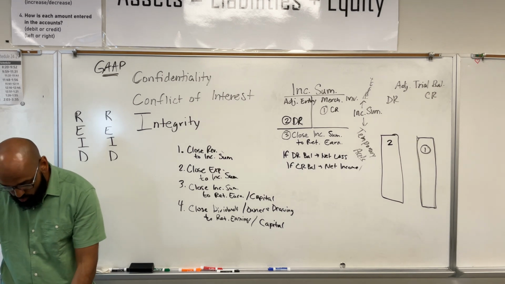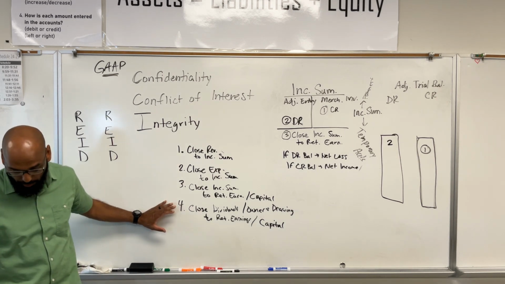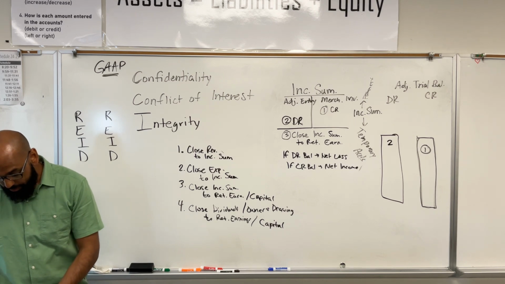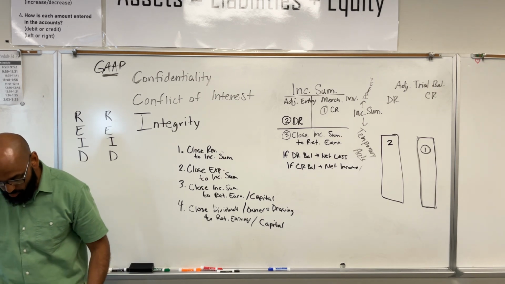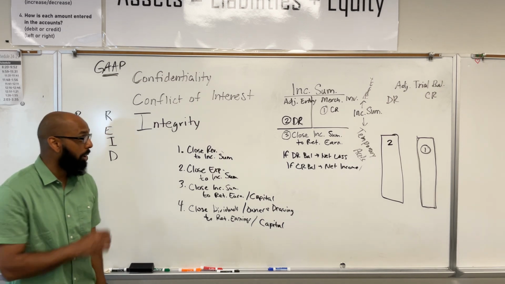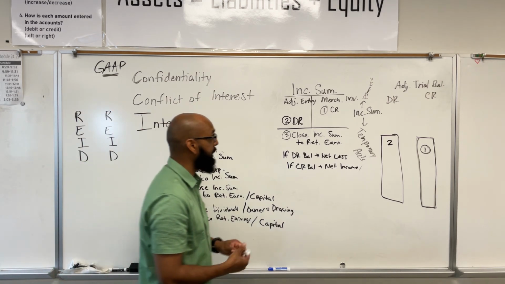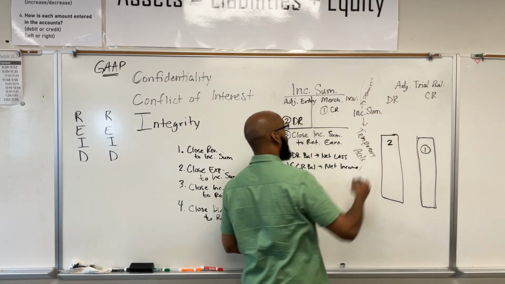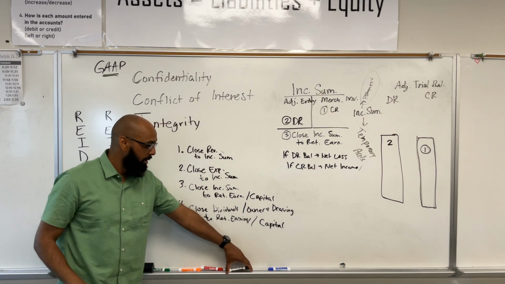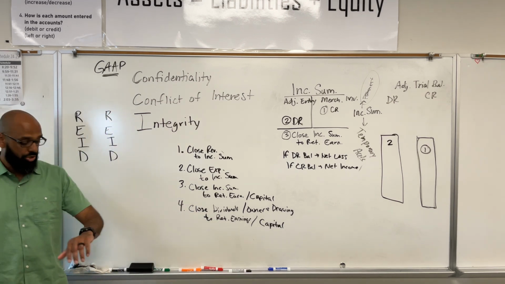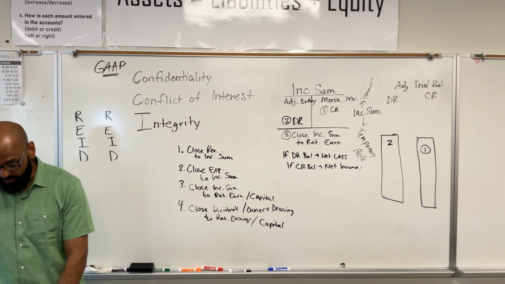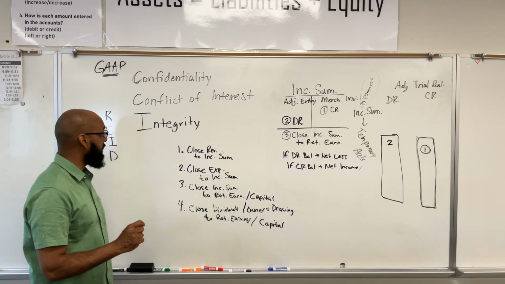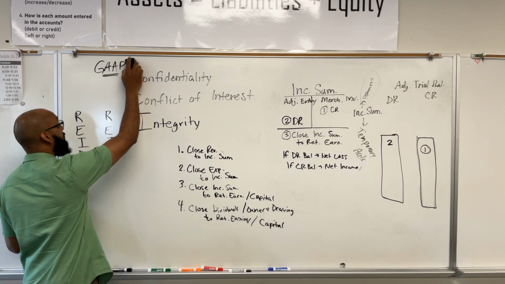All right, so once we've done our closing journal entries, it's time for our post-closing trial balance. Remember, our post-closing trial balance is going to have only our permanent accounts. Only our permanent accounts are going to be left. Again, we want to make sure that our debits equal our credits on our post-closing trial balance.